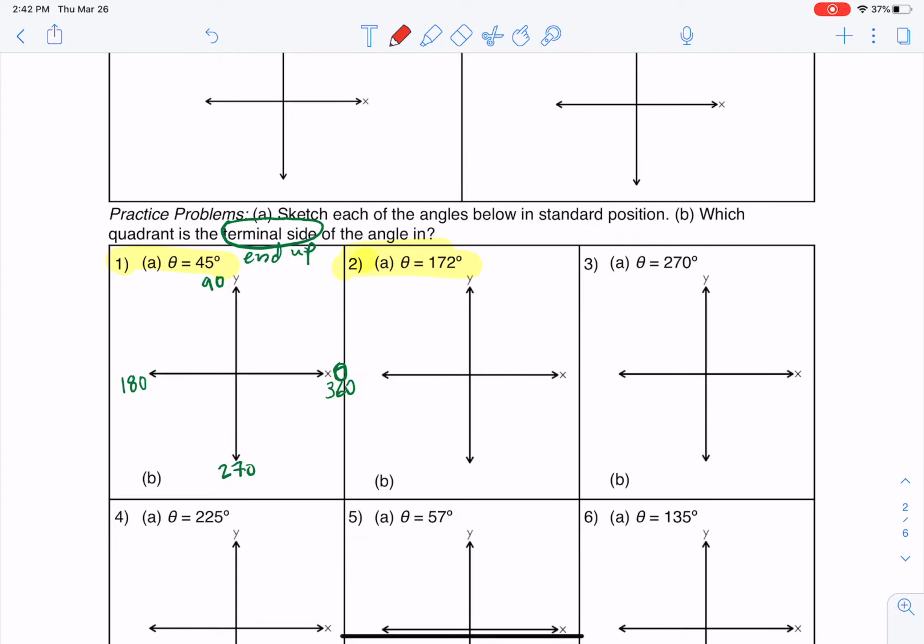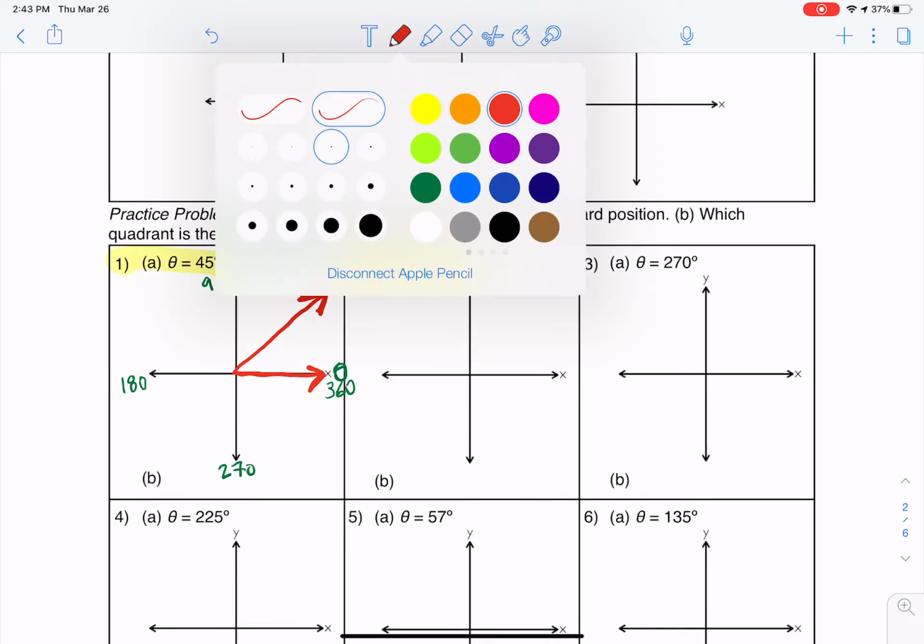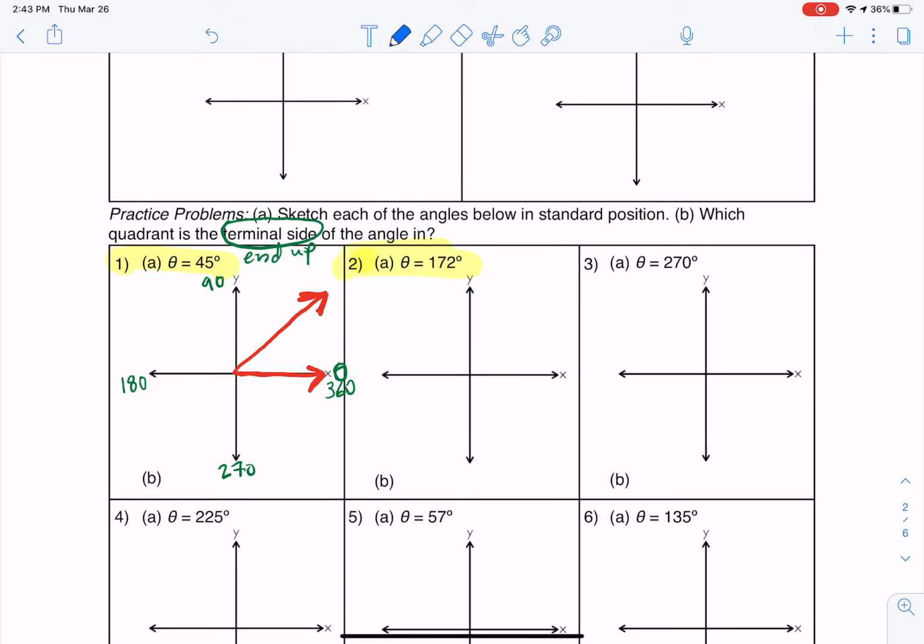Now, 45 is pretty easy. It's between 0 and 90, and in fact, it's halfway between 0 and 90. So I'm going to sketch the initial side of that angle. 45 degrees, like we said, is halfway in between 0 and 90, so I'm going to sketch a line that is halfway in between there. And now I'm going to indicate the distance that I traveled here by drawing an arrow from the initial side to the terminal side. And I'll label that 45 degrees.